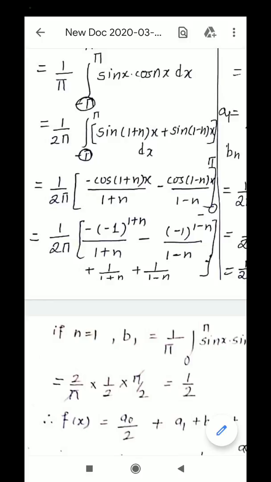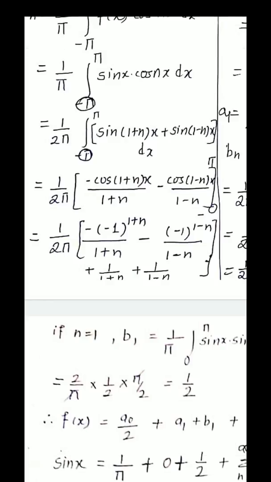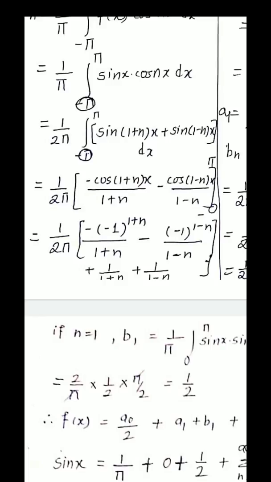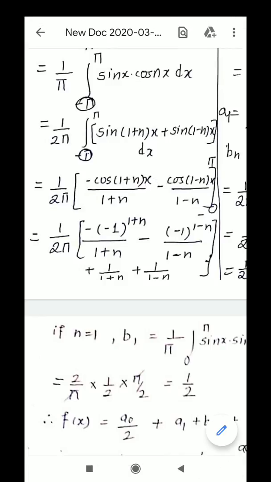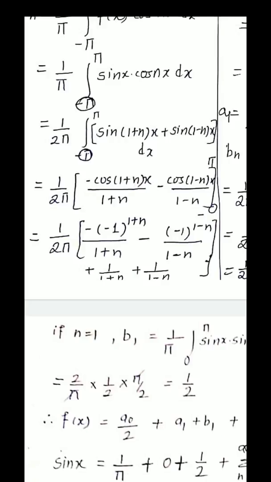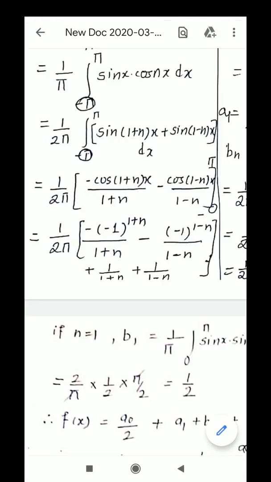Now if you put the upper limit x equal to pi, then with the minus sign as it is here, 1 upon 2 pi into minus, we get cos of (1 plus n) pi. What is the value of cos n pi? Cos n pi is (minus 1) raised to n. So cos of (1 plus n) pi is (minus 1) raised to (1 plus n).